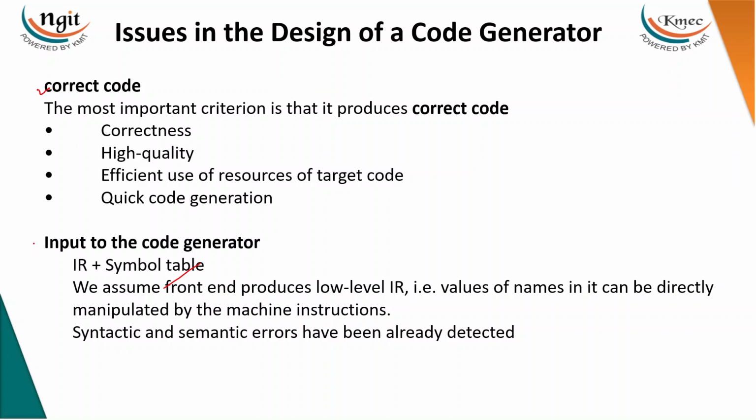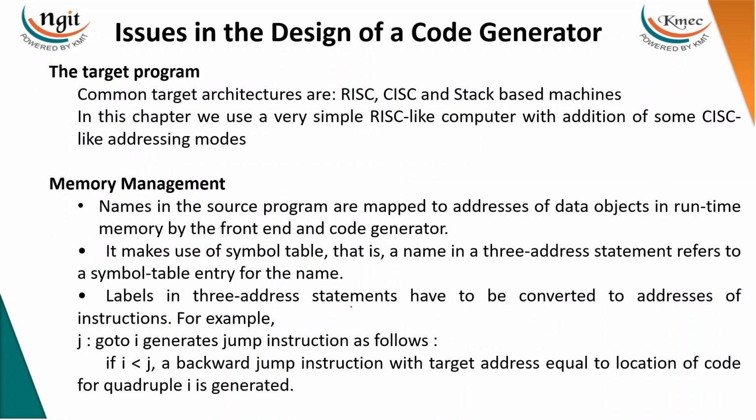The second issue while you are designing a code generator is what input you are giving to the code generator. Whether you are giving only the intermediate representation, or even symbol table entries also. Because the front end produces low level languages, whether we can use the same names or whether we have to use the machine instructions. And whether syntactic and semantic errors are already detected or not. These are the things you should take care of before giving something to the code generator. Then the third issue is the target program. Once the input is given to the code generator, where you are representing that.